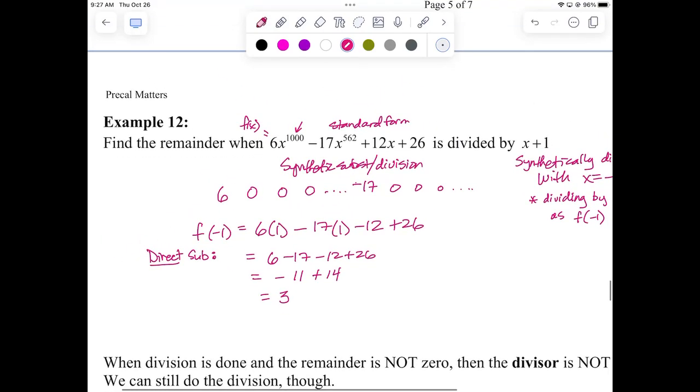Now, my question to you is this. Is x plus 1 a factor of f of x? No. Why not? Because the remainder is 3.